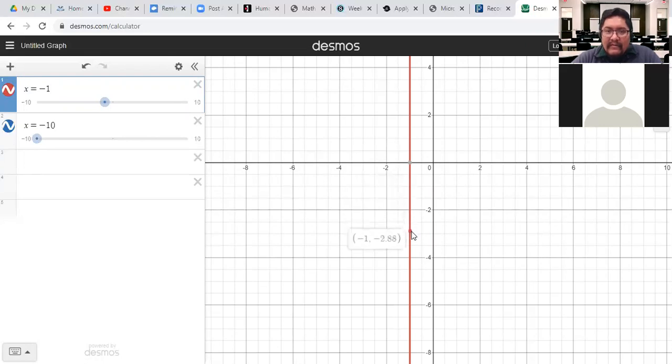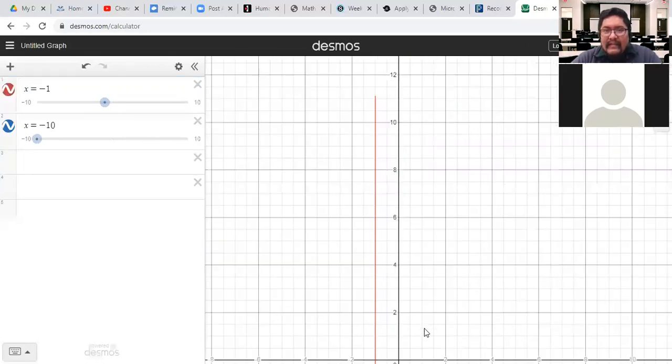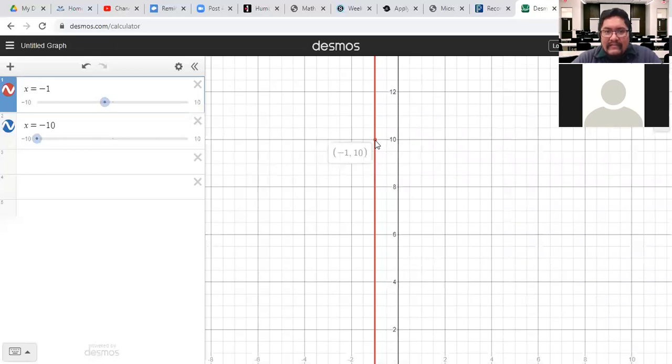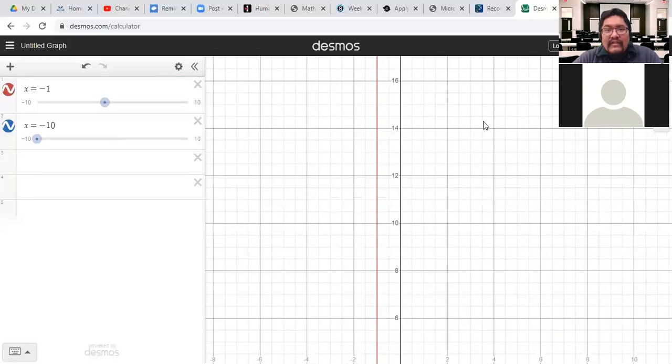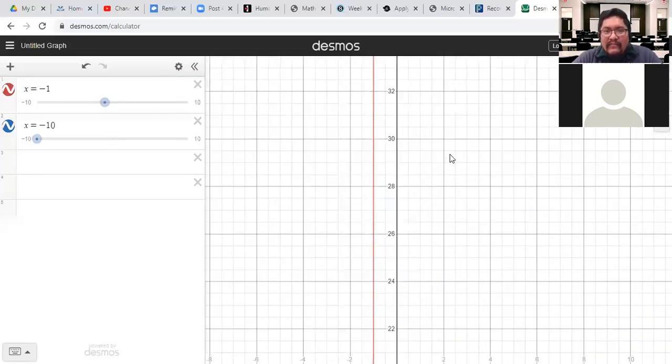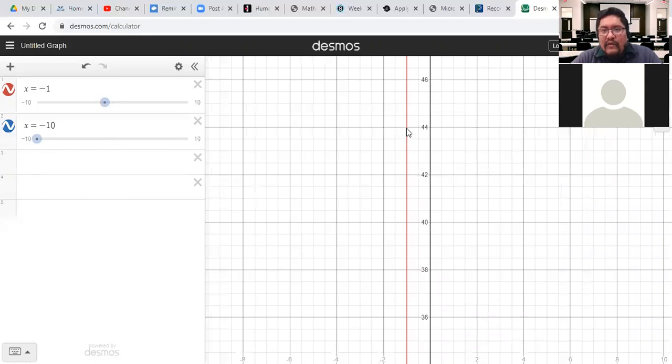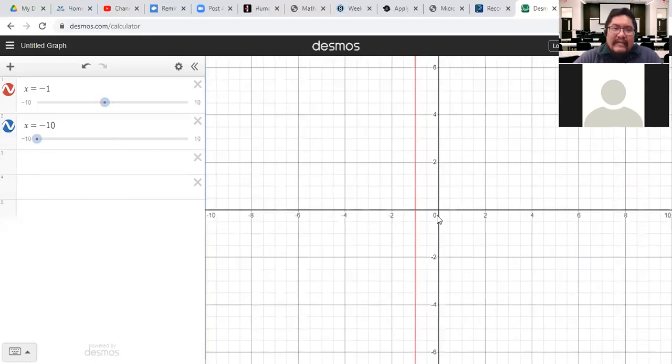If I pick any number, like -2.88, it's still going to be -1. If I pick -7, my x value is going to be -1. It's always going to be the same, never changing. And if I do the same going up, if I pick a y value of 10, the only thing I can have for x is -1. But the range, on the other hand, goes up and up forever. I can pick a value like 44 or -100. So the range is all real numbers.